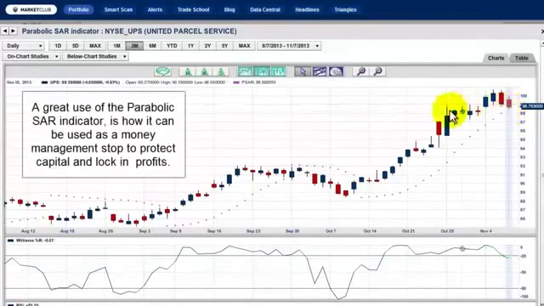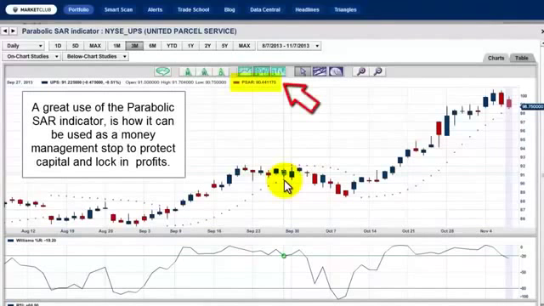So it's a really good time for you to use this as a stop, a money management stop. And if you move the cursor there, you can see just above it shows you the PSAR 90.44. That's the area that you'd put your stop at. So you put a stop in to sell out of your position at 90.44 should the market get there. And of course it did trend lower.